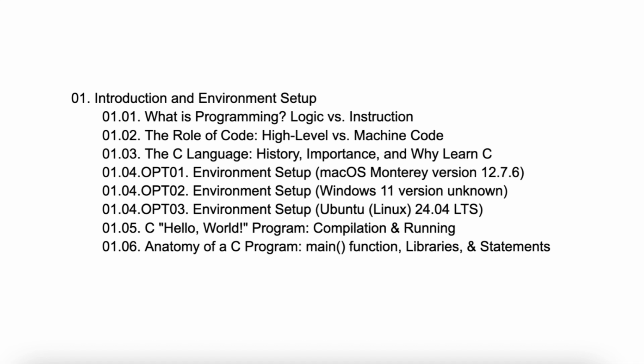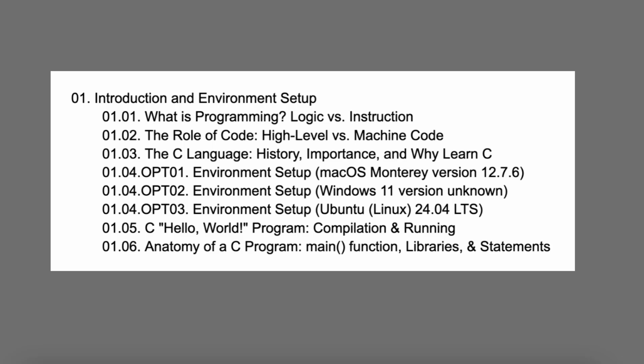This video is actually a section of a course. The name of that course is C Programming for Beginners. This video includes the following lessons. First, what is programming? Logic versus instruction. Second, the role of code, high-level versus machine code. Third, the C language, history, importance, and why learn C.